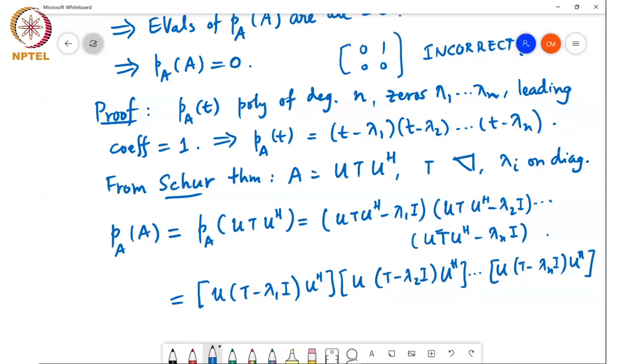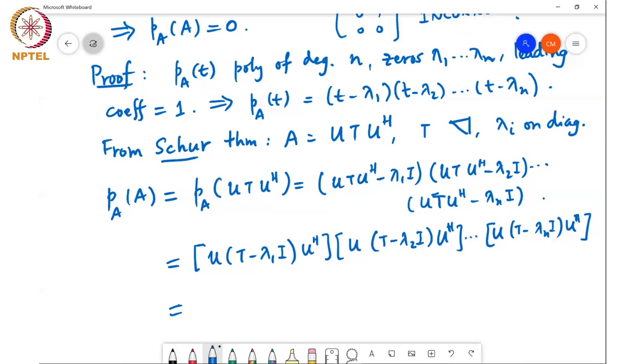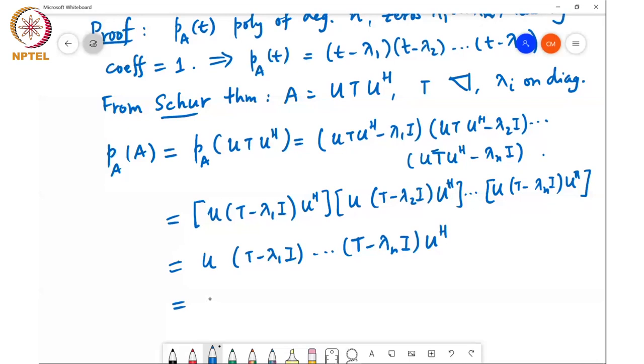So I can write this as U (T - λ1 I)...(T - λn I) U Hermitian, which is equal to U times p_A(T) times U Hermitian. So this thing is actually the characteristic polynomial of T as well, because T is similar to A. And so clearly p_A(A) will be zero if and only if this p_A(T) is equal to zero.